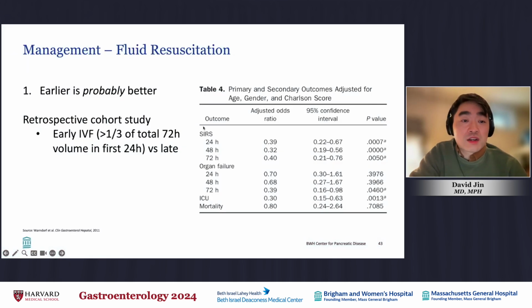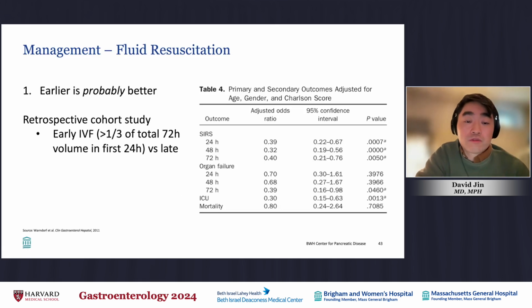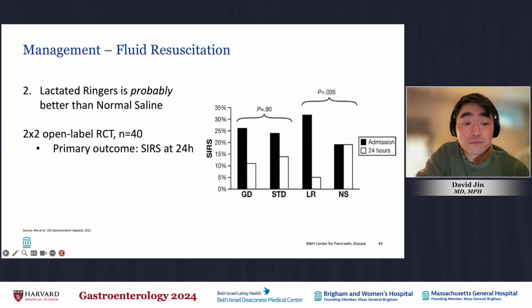All right, so let's start talking about management with fluids. So as we all know, IV fluids is the mainstay of treatment for acute pancreatitis. And when it comes to fluids, earlier fluid resuscitation is probably better than delayed fluid resuscitation. This is a retrospective cohort study showing that patients who received early IV fluids, defined as greater than a third of their total 72-hour volume within the first 24 hours, these patients had decreased rates of SIRS as well as decreased ICU requirements compared to those who, for whatever reason, received delayed IV fluids.